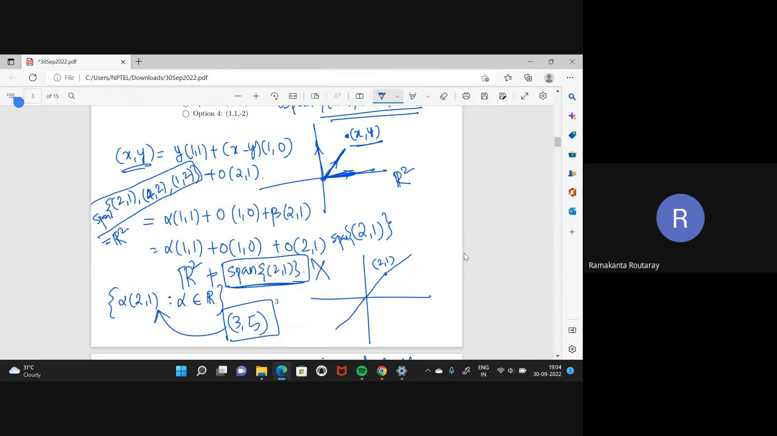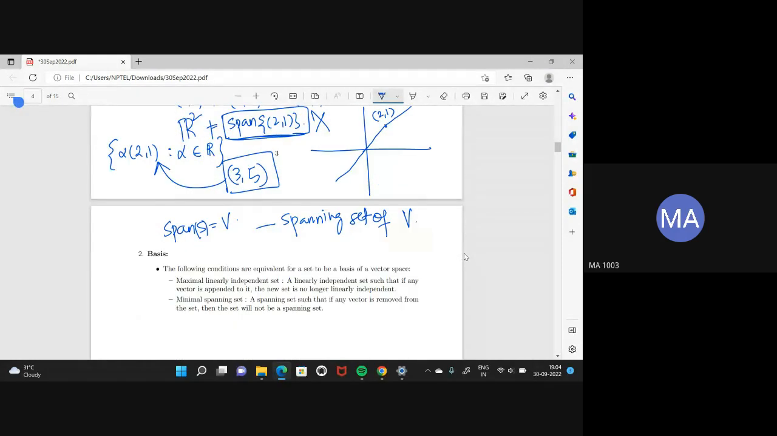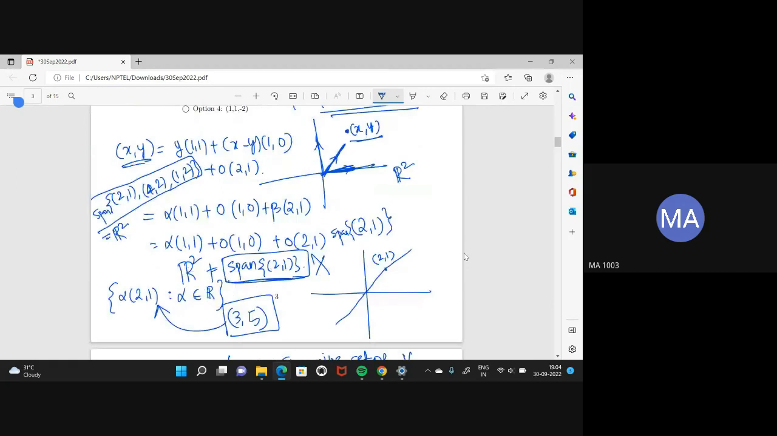Ma'am, how do you define that it is a spanning set and not a spanning set? Can you please elaborate? Spanning set means the span of that set should be equal to the vector space that you started with. If you take the span of this set, are you getting R2? Yes, ma'am. So it is a spanning set.